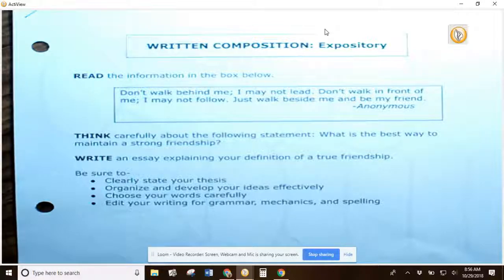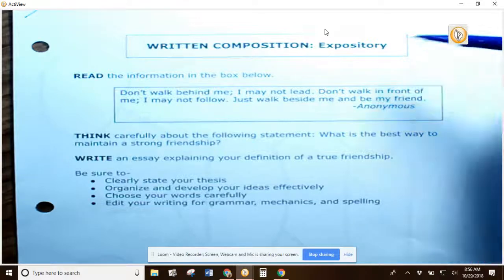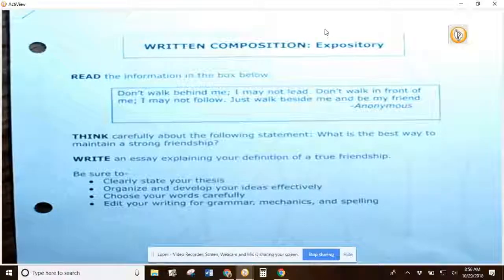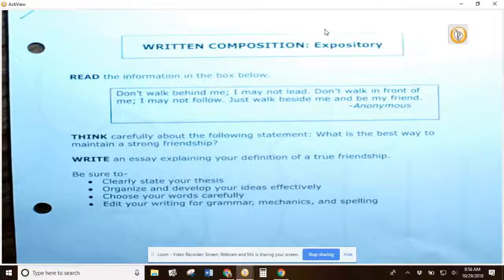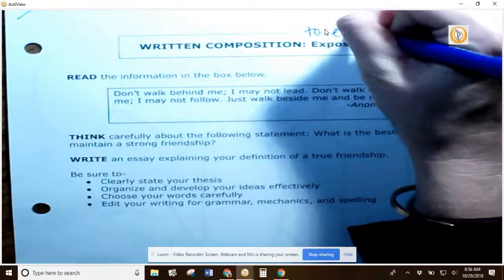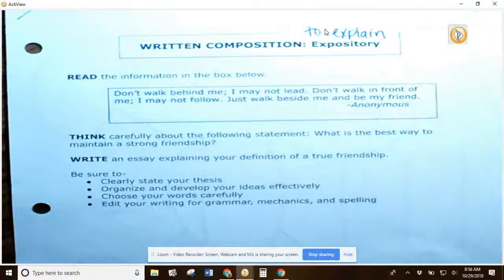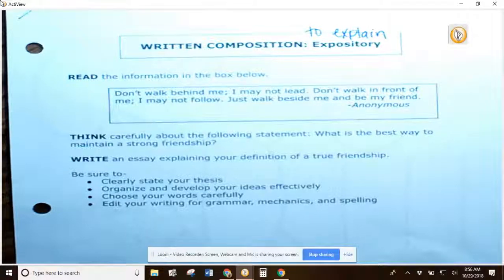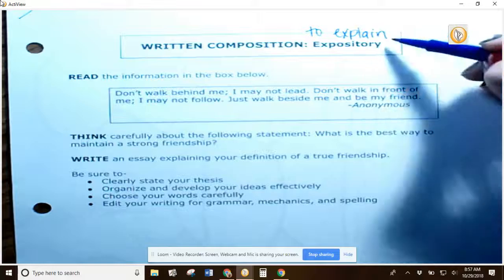Okay, so first of all, what does expository mean? What is an expository essay? Okay, not necessarily a story though. Expository means to explain, if you want to write that down. Yep, to explain or to tell about a topic. Okay, we're not telling a story. We're not trying to persuade or convince anyone to do a certain thing. We're just trying to explain.